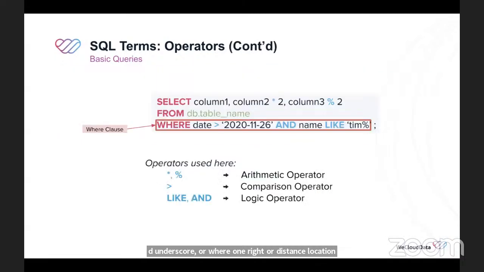Some of our operators have computing powers as well. We have our star for multiplication, our percentage sign for modulo, or kind of floor division, and our greater than, equal to, and less than signs for comparisons. I mentioned the words like and as for logic. Like is for pattern matching, and we'll see that later on today, whereas and is to say both statements have to be true, and its counterpart, the keyword or, means either one statement has to be true.